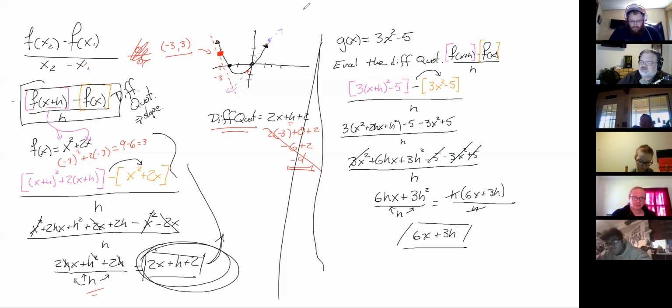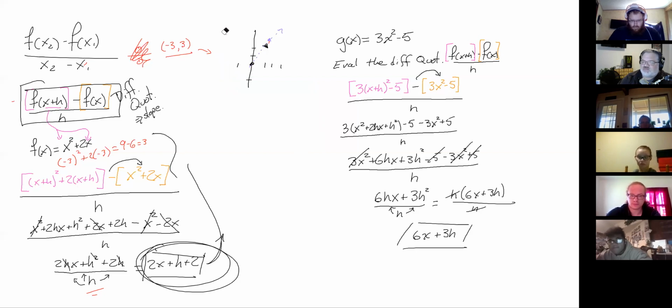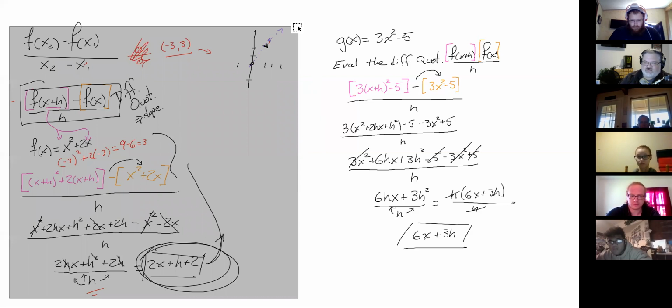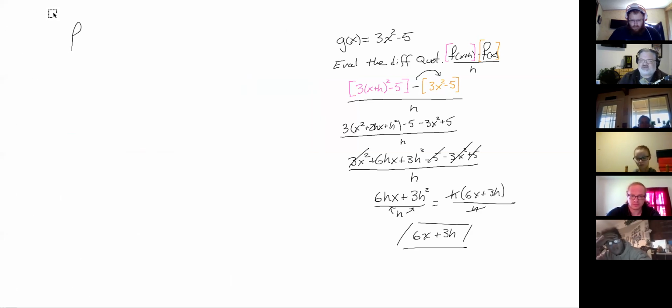So let me know in the chat whether you'd like to see another one of these at a larger scale. We can do one of these with, say, a rational or a radical function. So if you'd like to see that, let me know. Or if you guys are happy with this difference quotient idea and want to move on, then let me know that. So take a moment to express that preference, and we'll do one or the other.